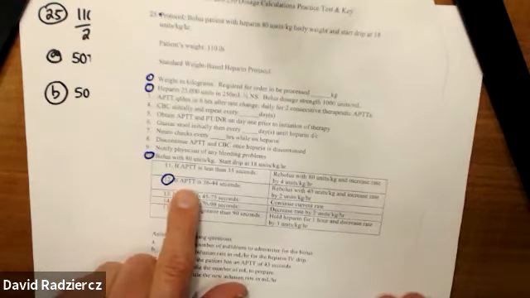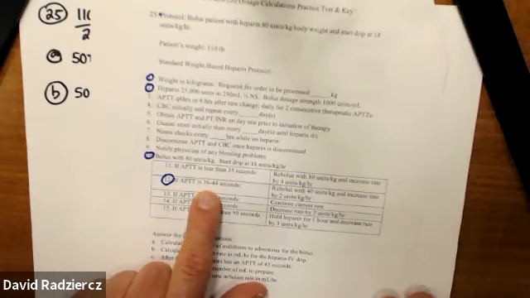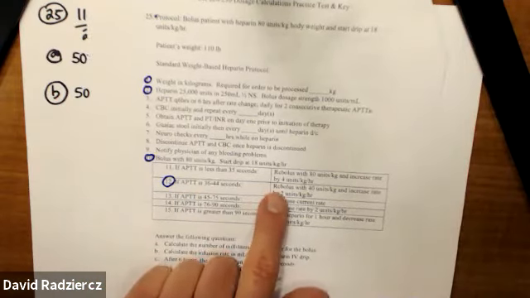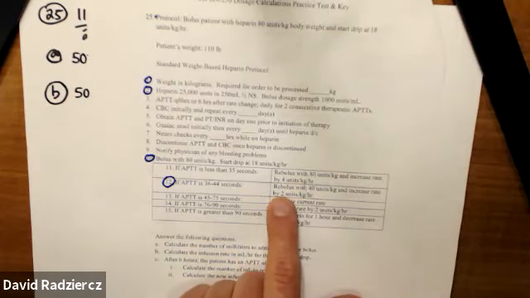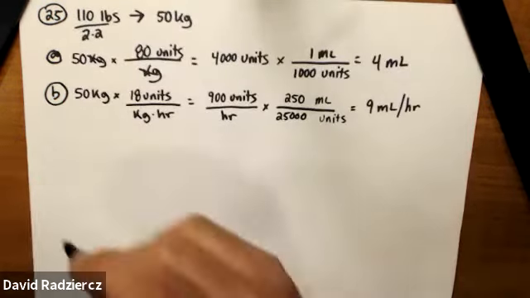So the APTT is 43 seconds. I go into my protocol. Step 12 tells me if the APTT is between 36 and 44, then I need to do some stuff. I need to rebolus with 40 units per kilogram, and then I need to increase the rate by 2 units per kilogram per hour. So let's do that.